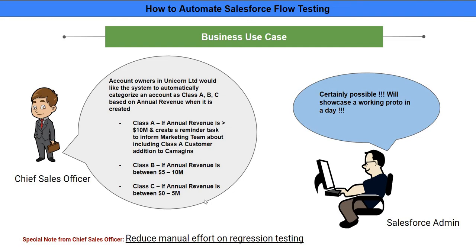So this is going to put more importance on regression testing, again, the manual effort on regression testing. The note from the Chief Sales Officer says, can we reduce manual effort on regression testing? Is there a way? So the Salesforce system admin is going to use the new feature, the test feature in Flow, to help reduce the manual effort on regression testing. So let's see how this can be done.